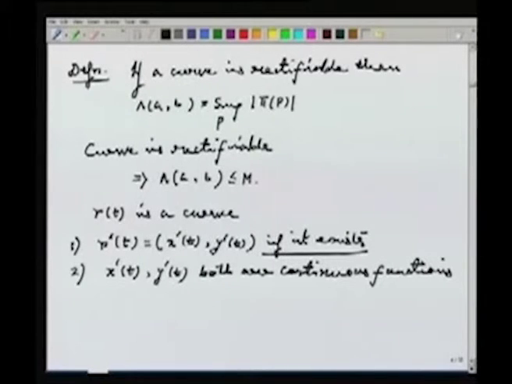Okay, so I have taken a curve r such that r prime of t equals (x prime of t, y prime of t). This exists. And the second condition is that x prime of t and y prime of t both are continuous functions of t, where a ≤ t ≤ b. So these are the two conditions.